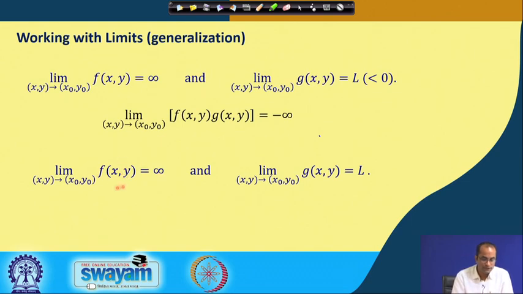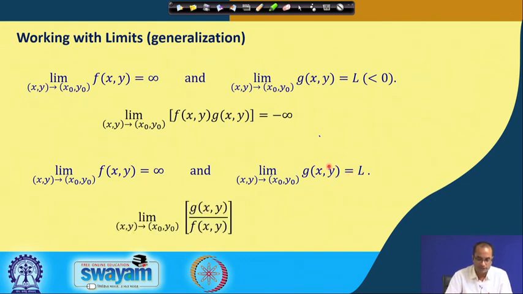Now, if f(x, y) is approaching infinity and g(x, y) approaches a real number, in that case consider the quotient g(x, y) over f(x, y). Here f(x, y) is going to infinity and g(x, y) is some number L, in that case this limit will be 0.